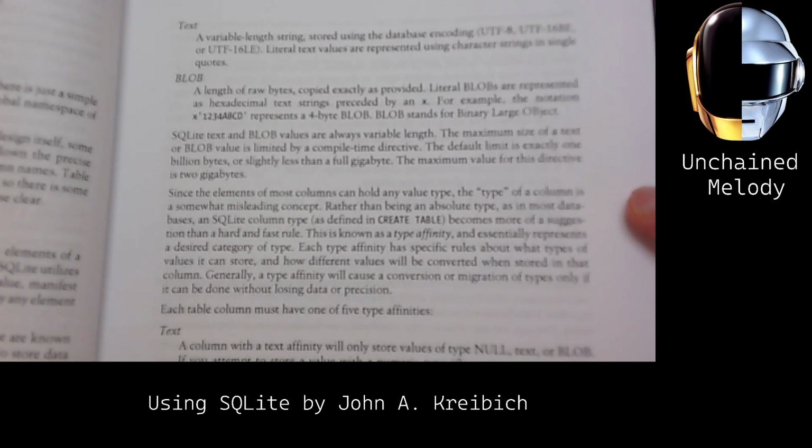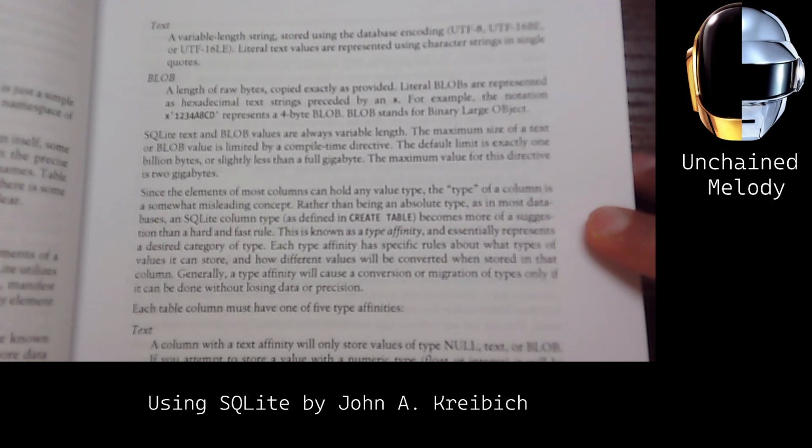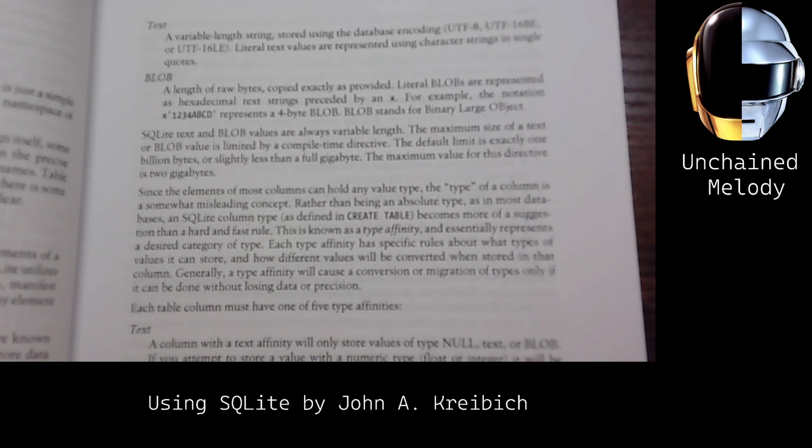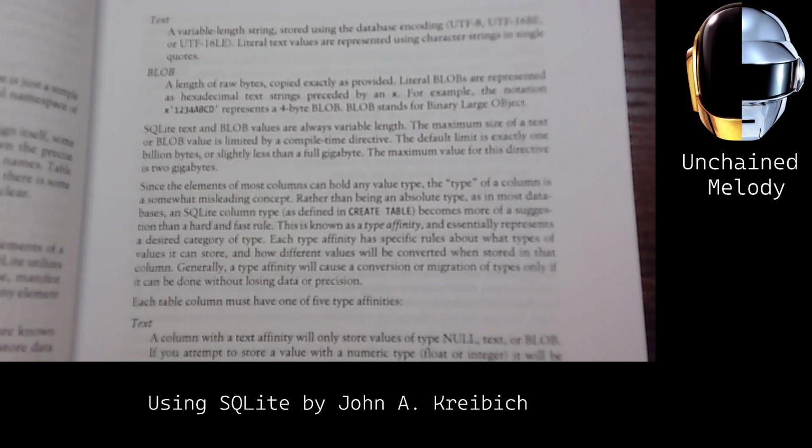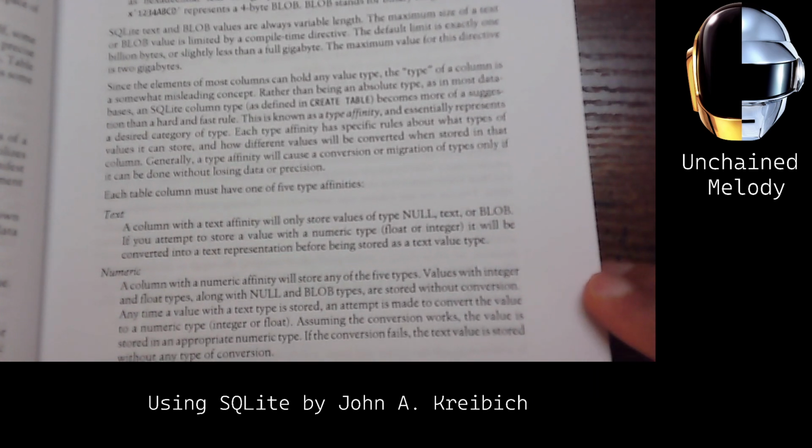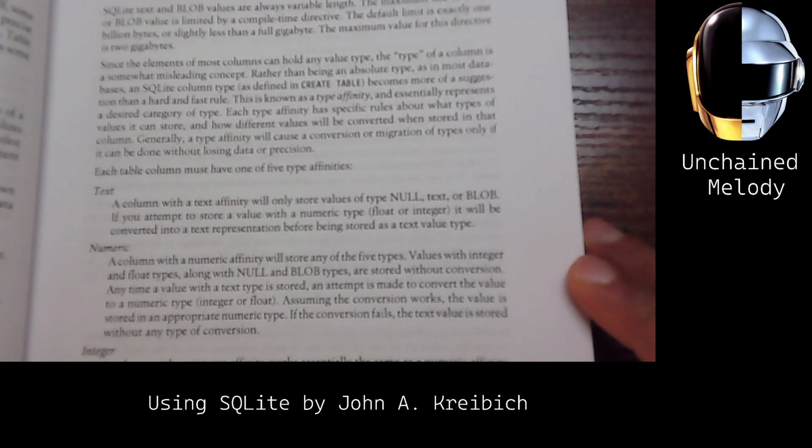Since the elements of most columns can hold any value type, the type of a column is a somewhat misleading concept. Rather than being an absolute type as in most databases, an SQLite column type as defined in create table becomes more of a suggestion than a hard and fast rule. This is known as a type affinity and essentially represents a desired category of type. Each type affinity has specific rules about what types of values it can store and how different values will be converted when stored in that column. Generally, a type affinity will cause a conversion or migration of types only if it can be done without losing data or precision. Each table column must have one of the 5 type affinities.